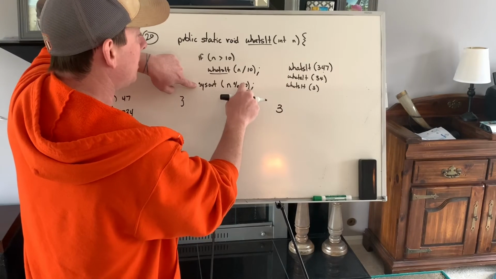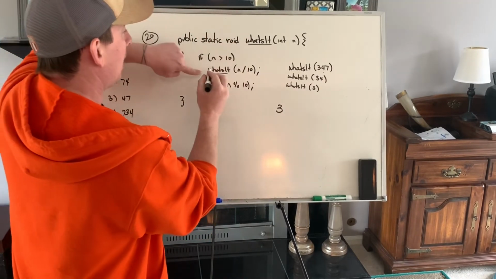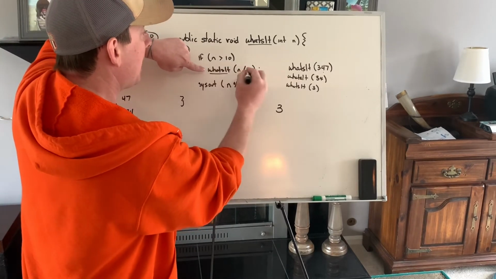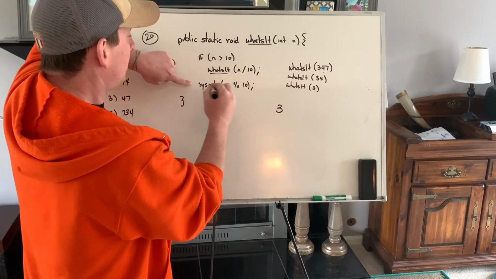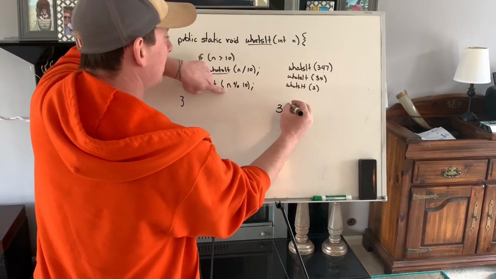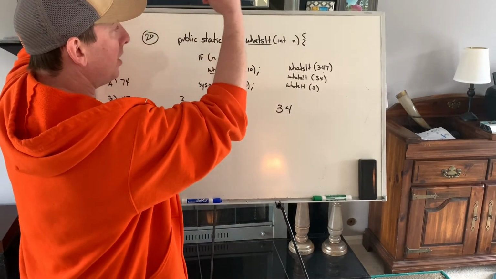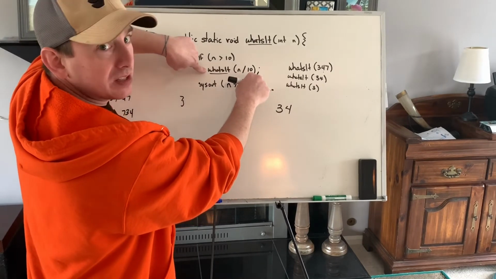So now that this method is done, I go back up a level to where I had called what's it 34. Since that call is now complete, I can get to this sys out. So sys out 34 mod 10, which is 4. And then I ride it up to the next level again, where I had called what's it 347.